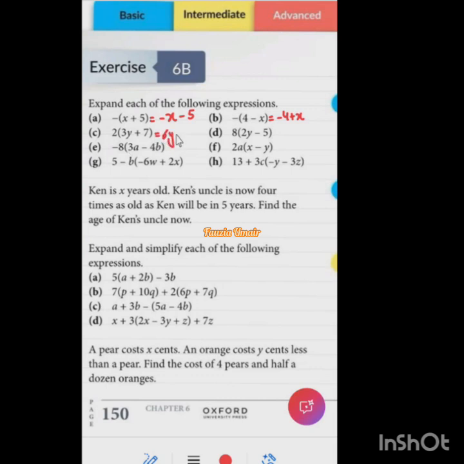6y plus 14. Very good. So what about the D part? 2 times 8y is 16y, minus 40. Very good.